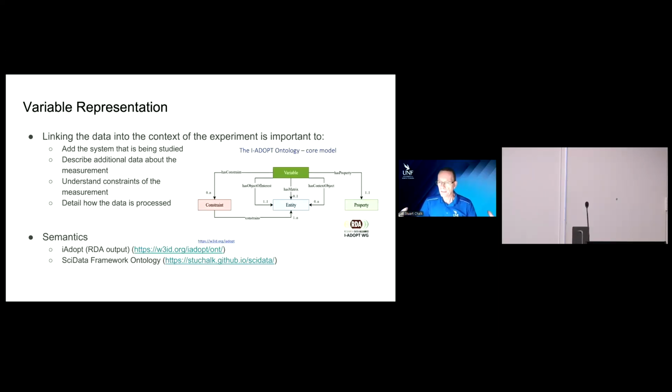But we need to think from the data further up to, well, what is it that the researcher is really focusing on? And of course, IADOPT as an RDA output is an obvious thing to bring in here because it tries to represent semantically a generic way that we can represent a variable with a particular property that's been measured on a particular object of interest and potentially having a matrix.